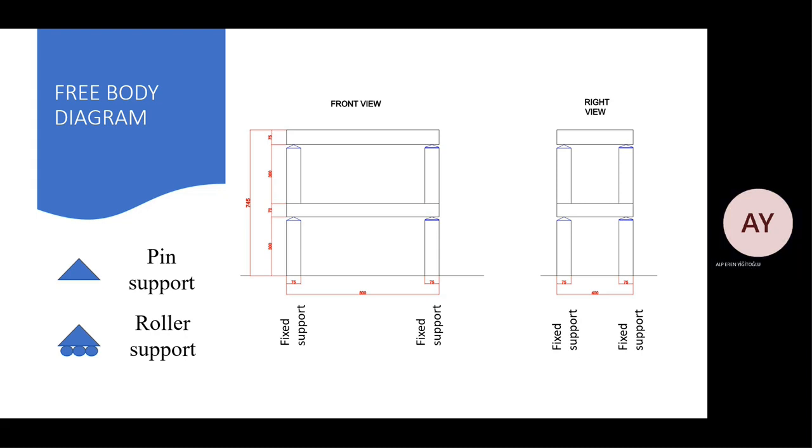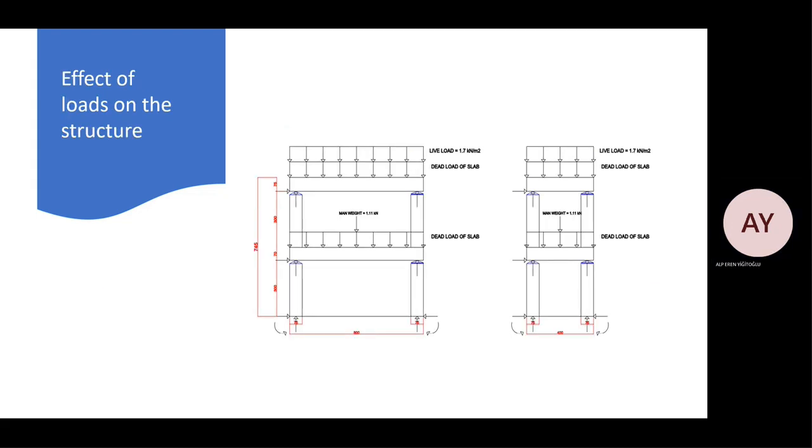Considering the loads to which the object is exposed, there is a live load of 1.7 kN per square meter on the roof. There is a man weight of 1.1 kN. This load affects the floor. And finally, the dead load of the slab acts on the beams.